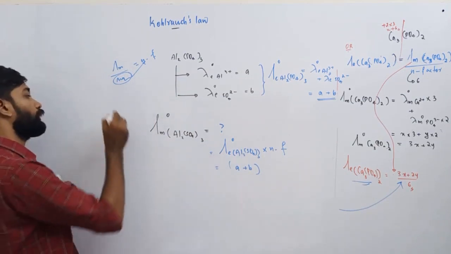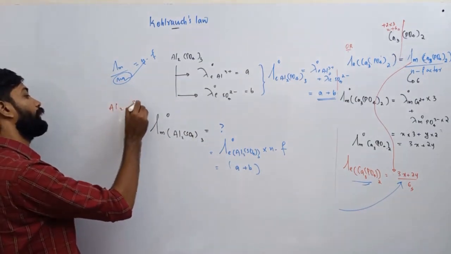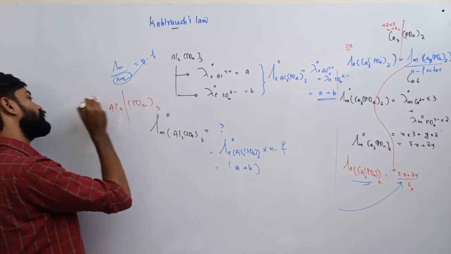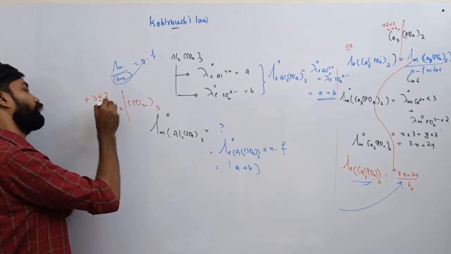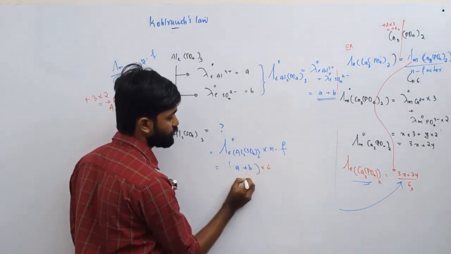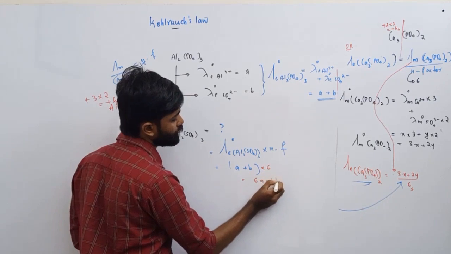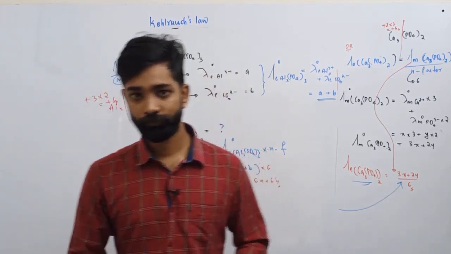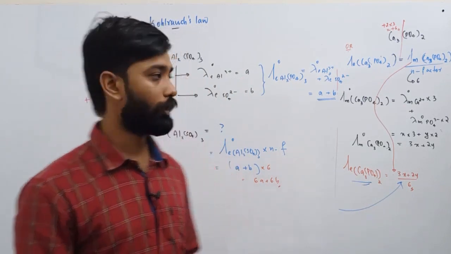What is the n factor of this salt? The n factor of this salt will be the total number of positive charge. The charge of aluminum is plus 3 and the number of aluminum is 2. So the total number of positive charge is 6. So the n factor is 6, and this one will be 6A plus 6B. Okay, so this way will be better, I think.